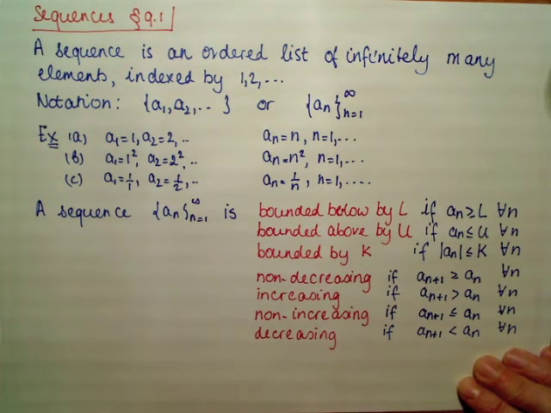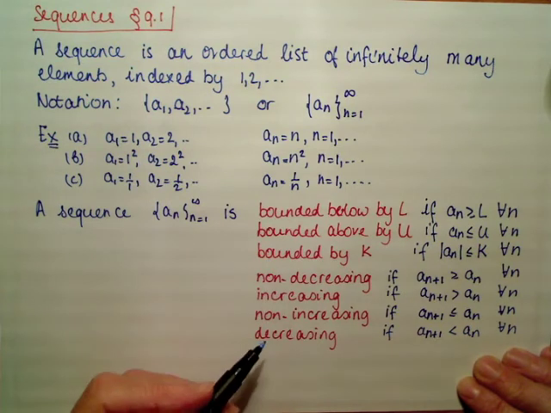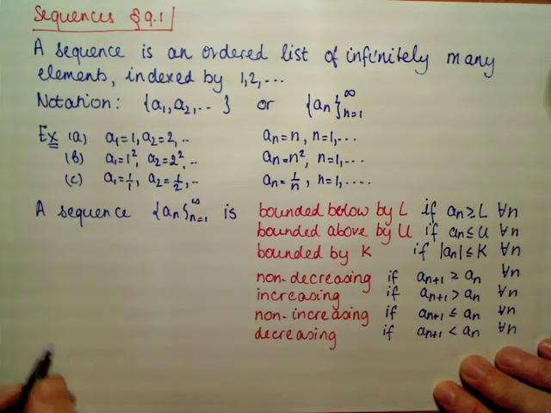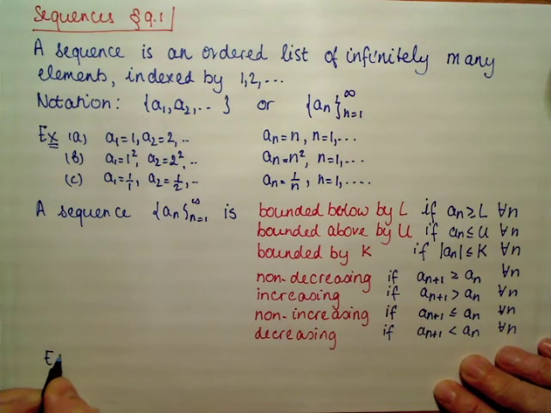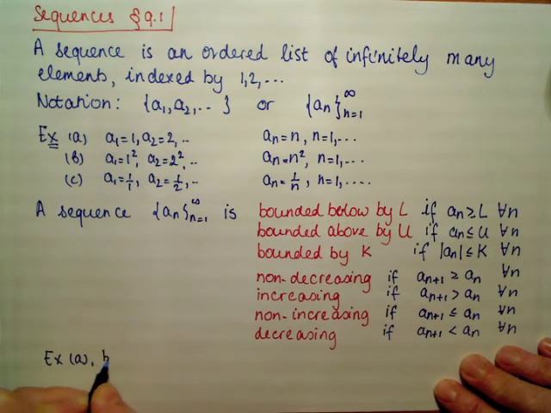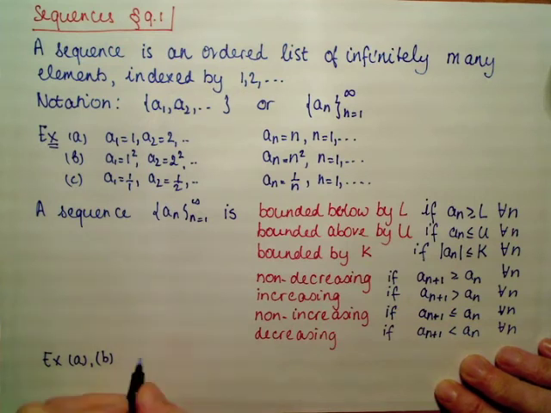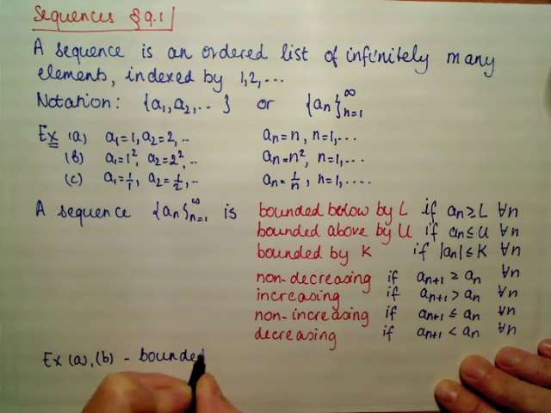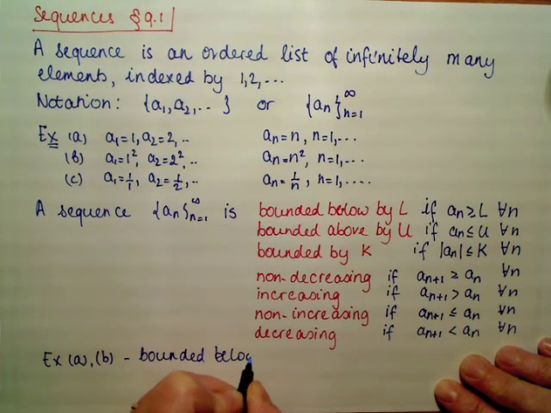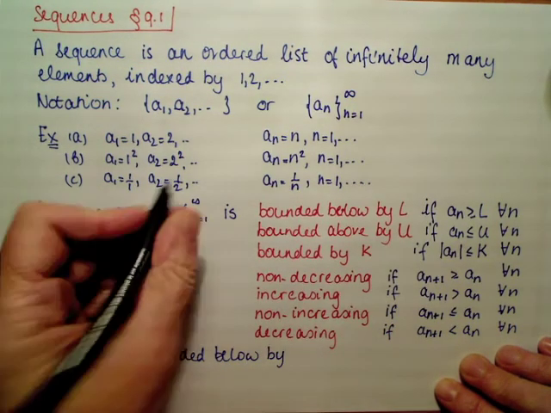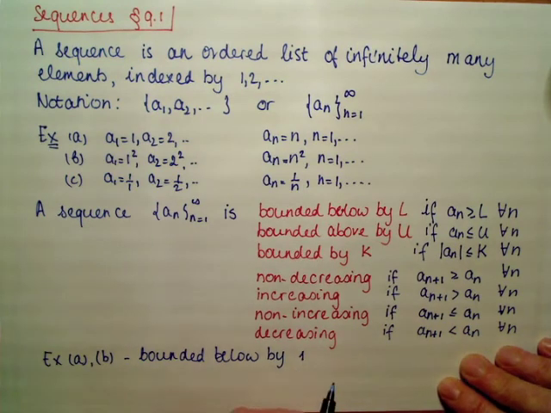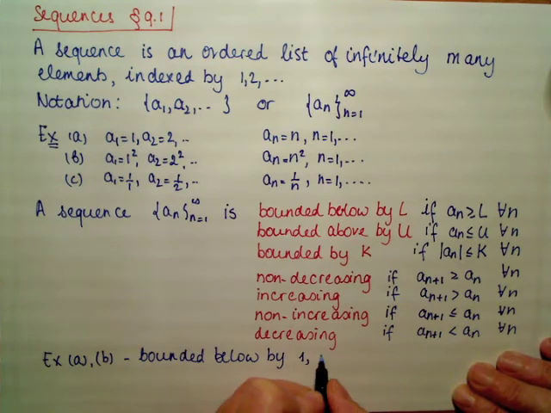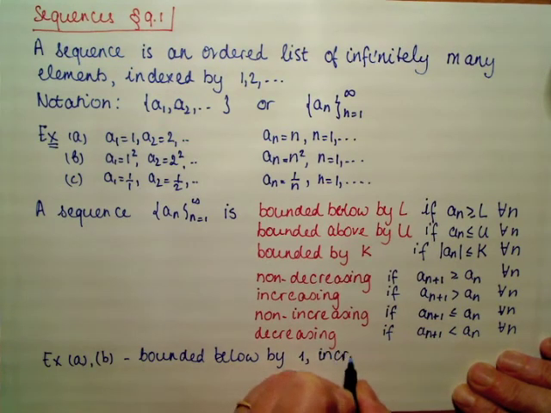Now which of these features are exhibited by our examples? Well, if you look back, then examples A and B are both bounded below by 0 or by 1. They are not bounded above, and they are increasing.